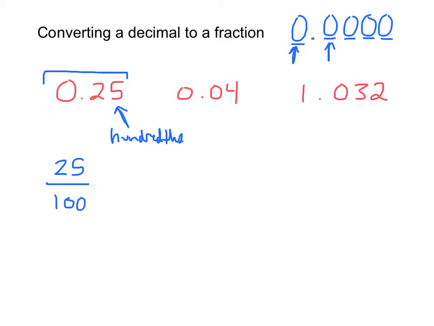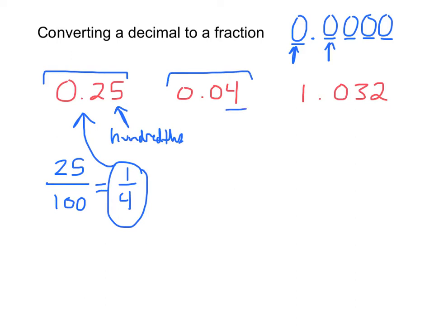And this can be reduced to lower terms because 25 goes into itself and 100. 25 100ths is 1/4. And you probably could have seen that right away up front because 0.25 is a quarter or 25 cents. Let's try the next one, 0.04.